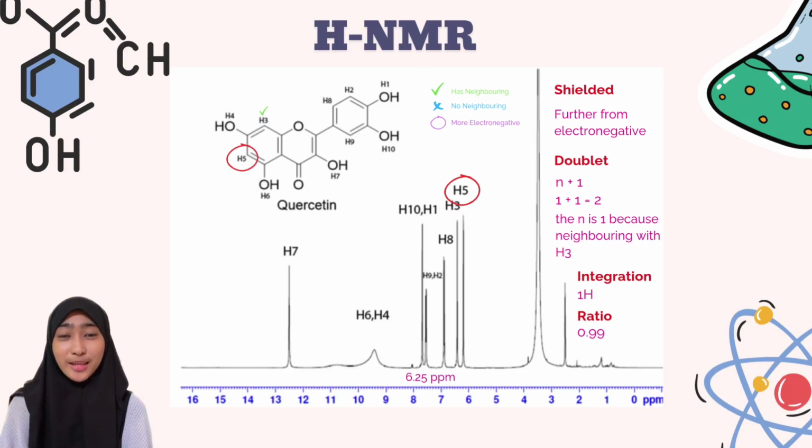The last peak at 6.25 with a ratio of 0.99, and an integral of 1 proton, is assigned as H5. It is shielded because it is further from the electronegative element, and it shows a doublet because it is neighboring with H3.